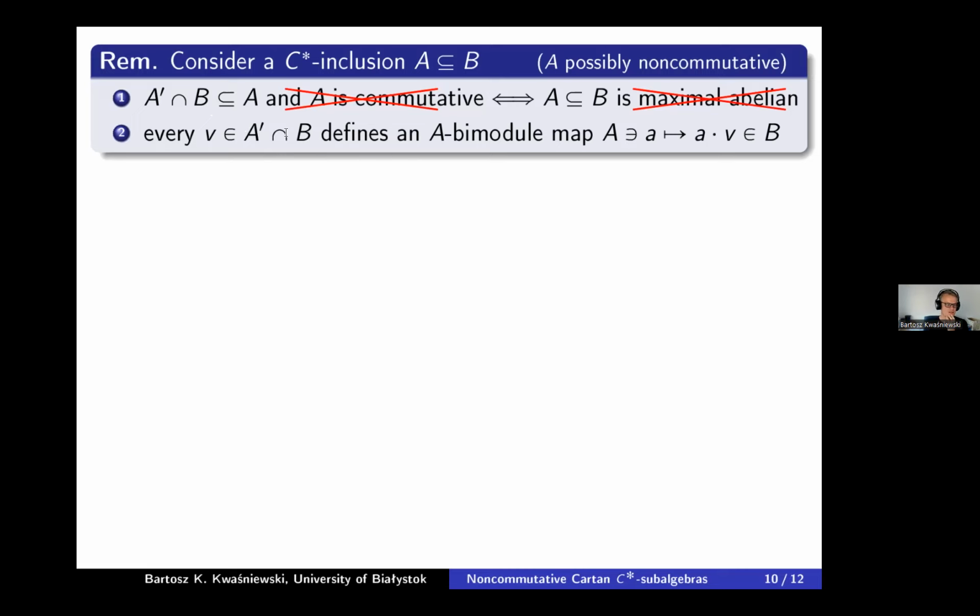Because v commutes with A, this map is an A bimodule map. Such maps are what we call the virtual commutants, such A bimodule maps. Once again, this condition that A prime intersected with B is contained in A is the same as saying that each of these maps has range in A. So this maximal abelianness condition is now translated into the language of A bimodule maps, that each such A bimodule map has range in A. This was the way of thinking, I guess.